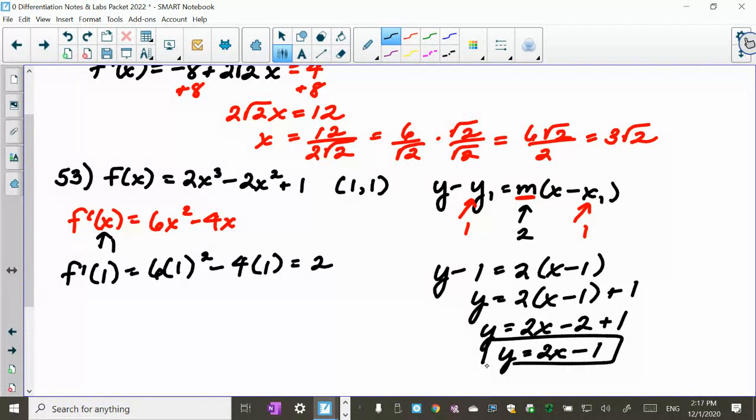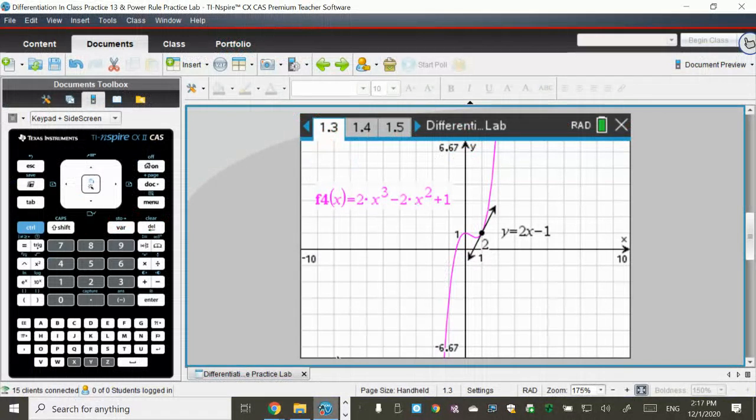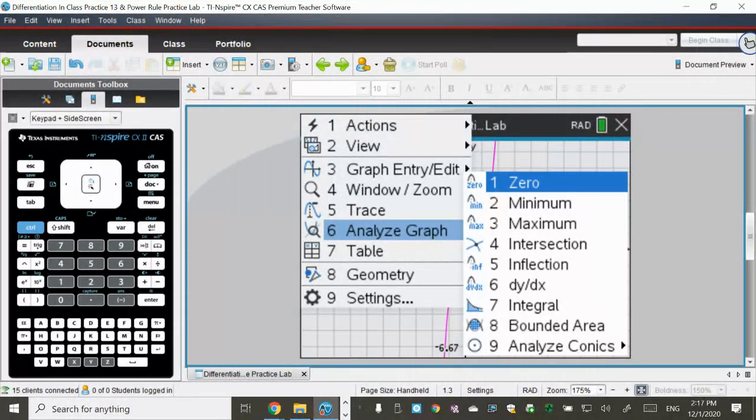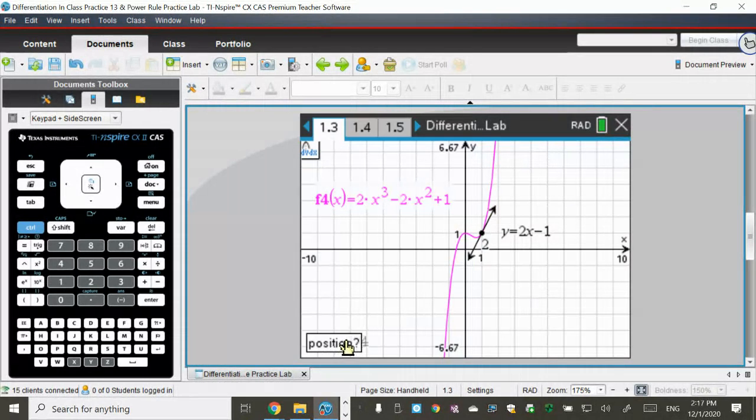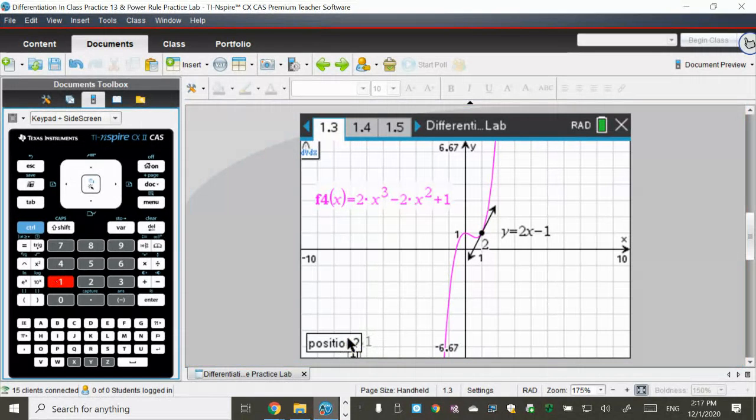So I just found the tangent line at the point (1, 1). I graphed this on my graphing calculator. I just want to show you, after you graph it like this, remember, if you hit Menu, Analyze Graph, and then dy/dx, and put 1 in there, hit enter, it's going to tell you the slope is 2 at 1.